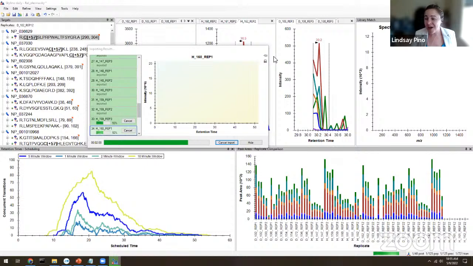So Skyline does not require that you have a library in order to analyze data, especially this kind of SRM style data. It's nice to have because Skyline can use that as an additional scoring measure, and you can use it as an additional sanity check.